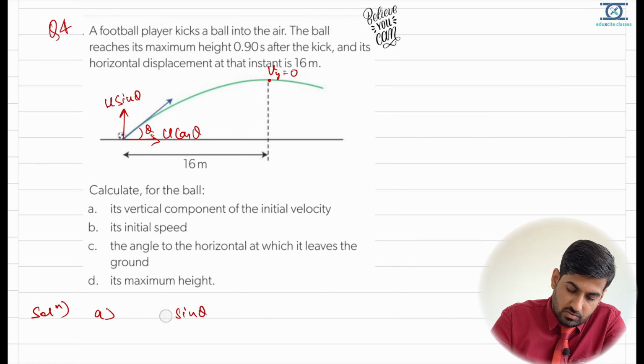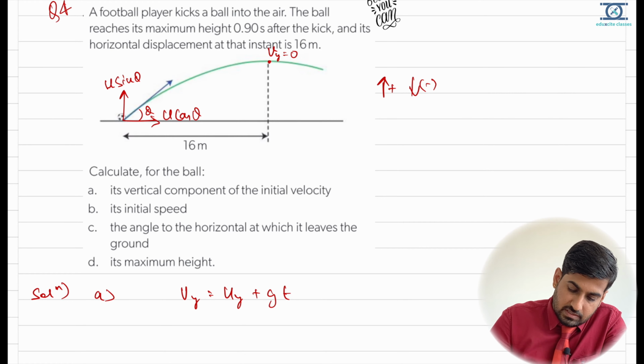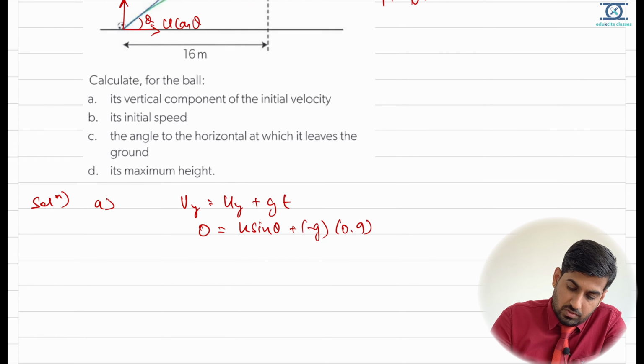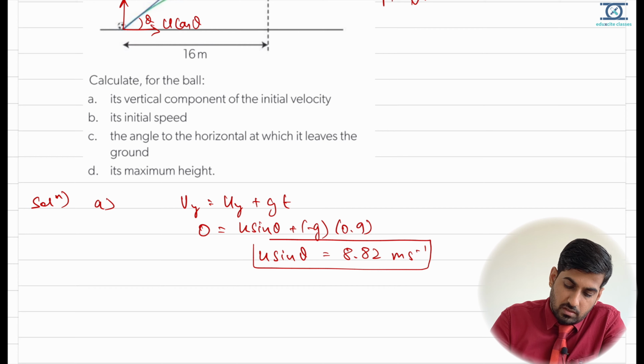Okay. So I am using v equals u plus at. So vy equals uy plus g into t. So upward I have taken positive, downward I have taken negative. Okay. So at this point it will be 0. So this will be u sin theta minus g into t. T is already given, 0.9. So u sin theta, the vertical component, will be g times t. So that will be something around, if you calculate, 8.82 meter per second is the answer. So this will be your vertical component.